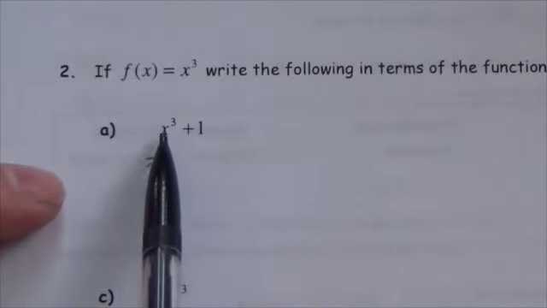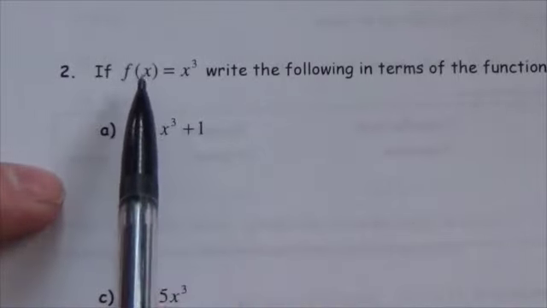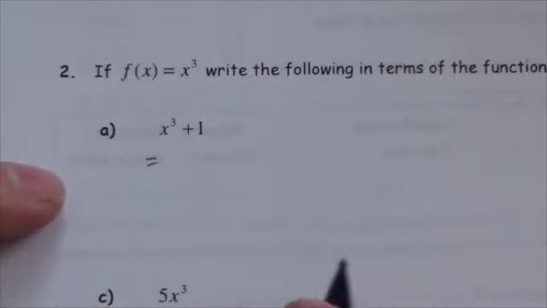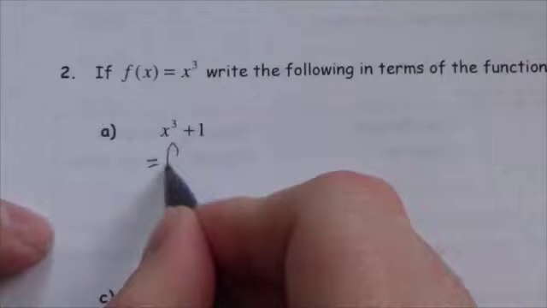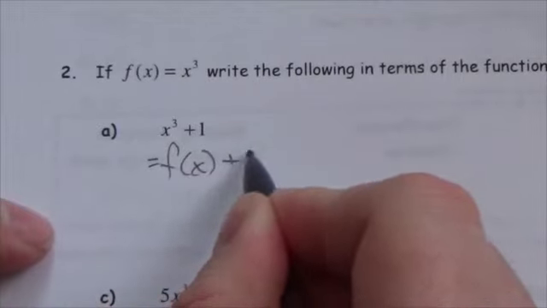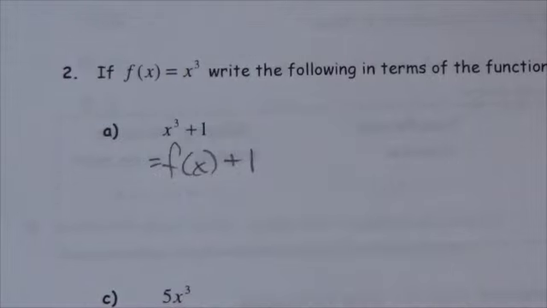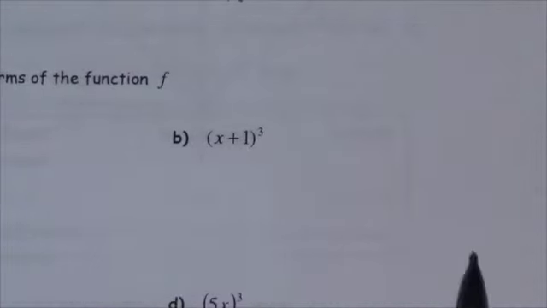Now, look at what's going on here. X is being cubed. Well, that's f of x. So where does that 1 fit? Well, that's outside. So this is simply going to be f of x plus 1. Remember, f of x, in this case, is x cubed. Over here, notice what's being cubed. It's the x plus 1.